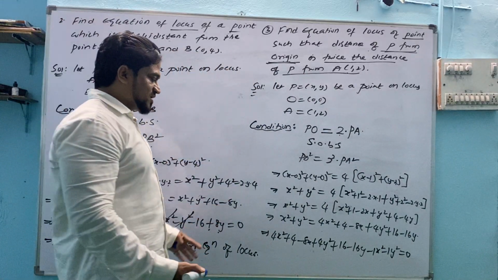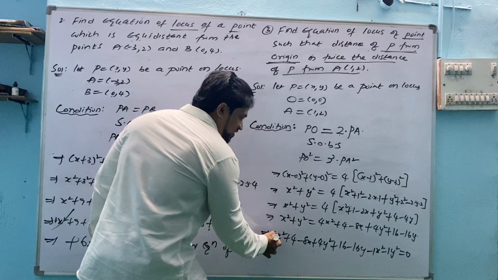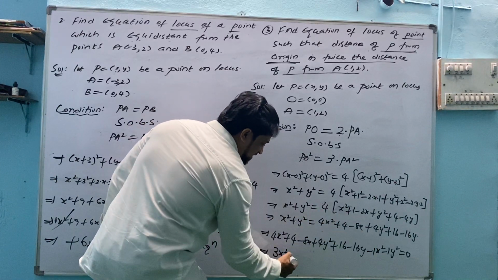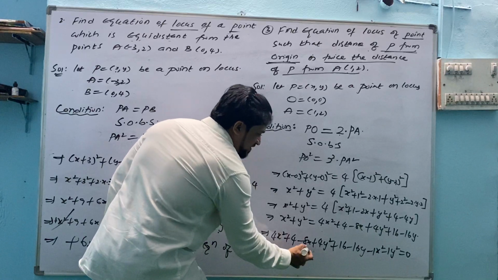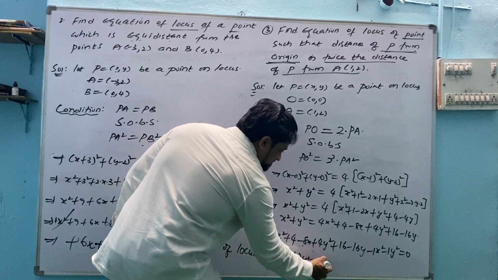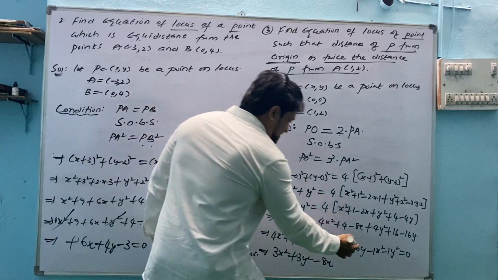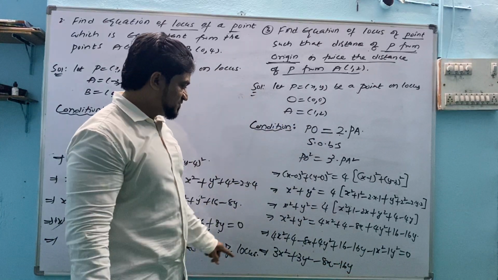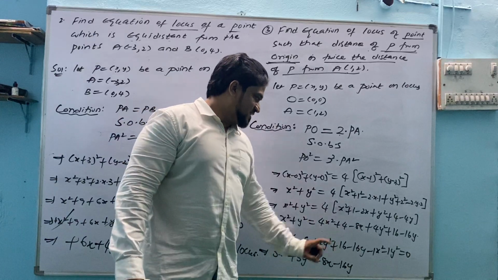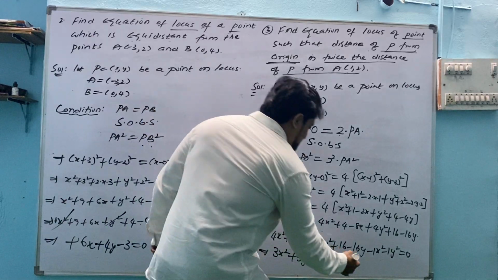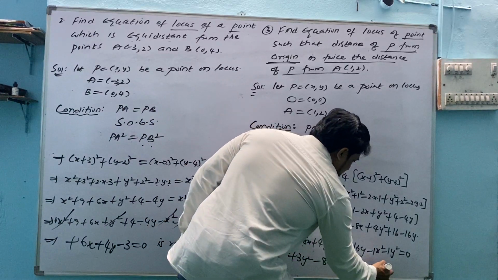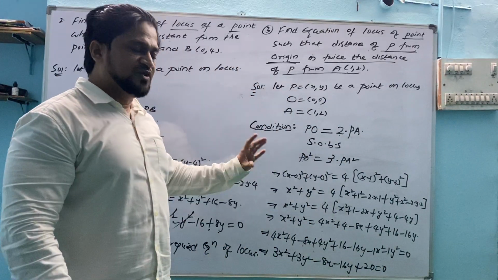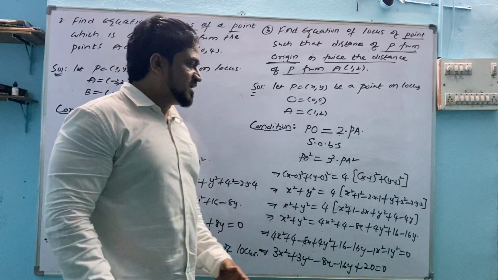Arranging means x squares. How many x squares are there? 4x square and 1x square, 3x square; 4y square and 1y square, plus 3y square; then x values, minus 8x; then y values, minus 16y; then constants. Constant means first plus 4, plus 16, plus 20, equal to 0 is the required equation of locus. See, the simplification part, if you try 1 or 2 times, you can easily get this.